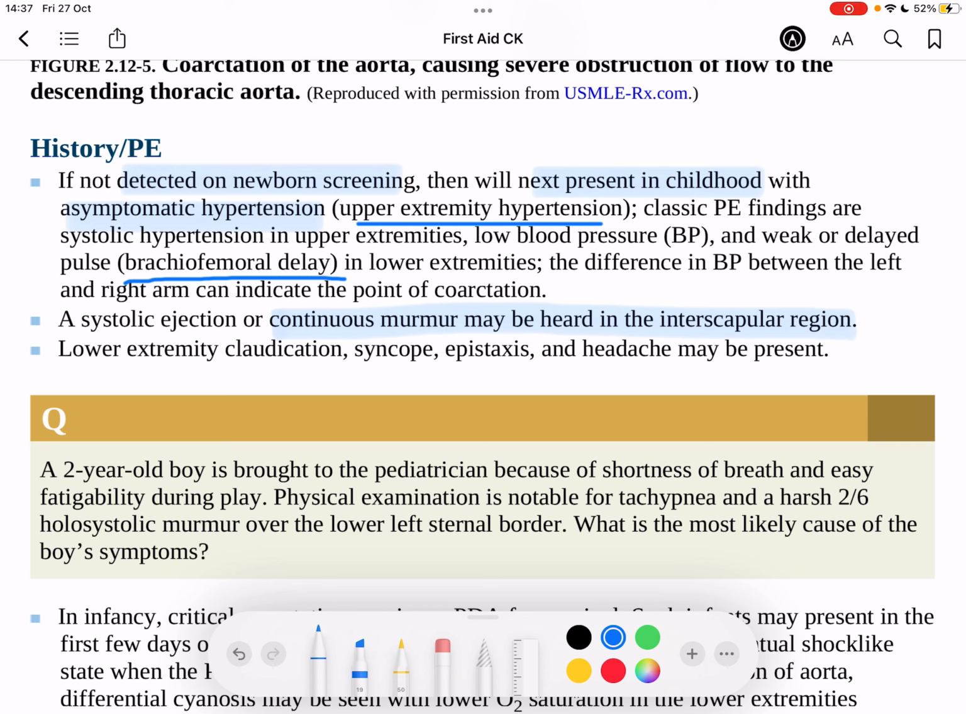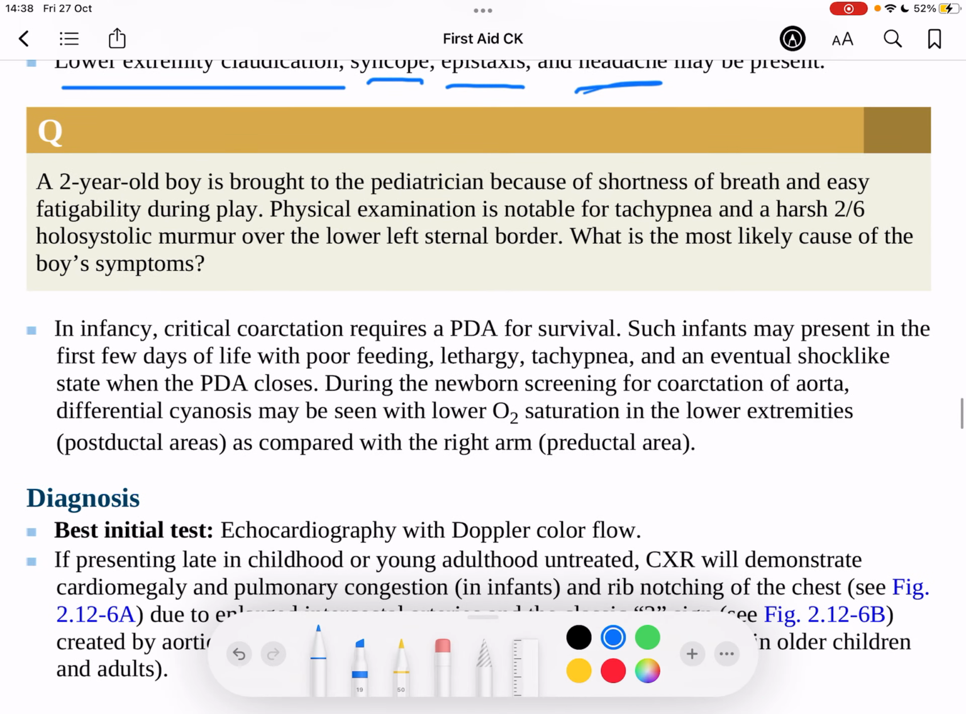You may see signs of low blood flow to the lower extremities, so maybe you see lower extremity claudication due to a relative ischemia in the legs. Maybe you even see signs of syncope and epistaxis. Epistaxis because the blood pressure in the head and the neck region will be elevated, and headaches for the same reason as well. In infancy, critical coarctation requires a PDA for survival.